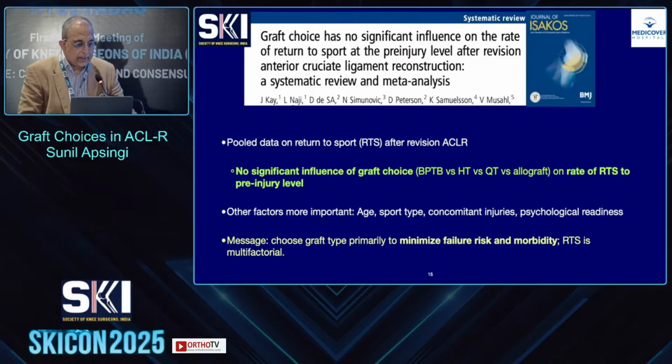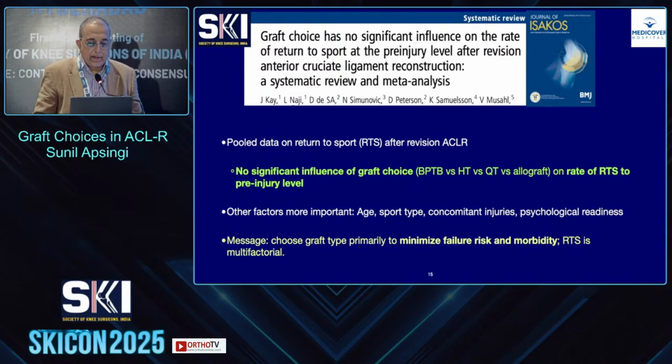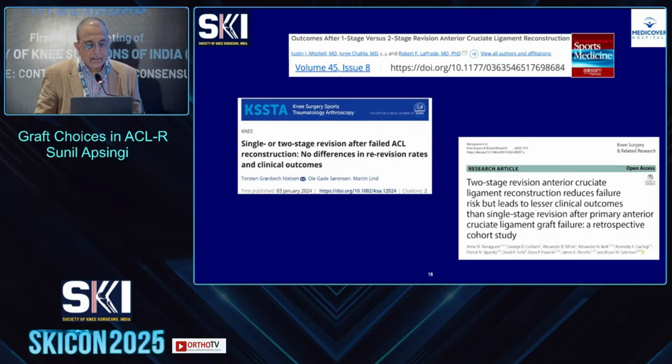So coming to return to sports, this is a meta-analysis recently published, and pooled data showed that there was no significant influence of graft choice on the rate of return to sport to pre-injury levels. There are other factors which probably are more important, which include the age, sports type, concomitant injuries, psychological factors. Message is, choose a graft which is good for the patient. Regarding single stage versus two stage, most of the articles say that both of them do well. However, one article says that two stage actually gives a far better graft survival.